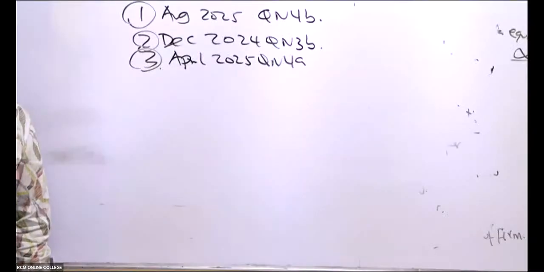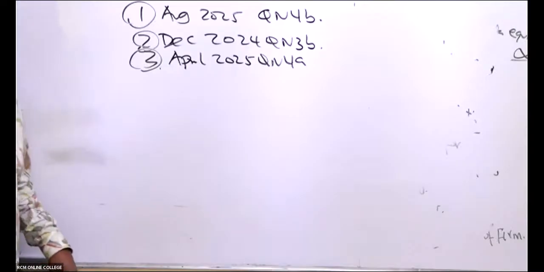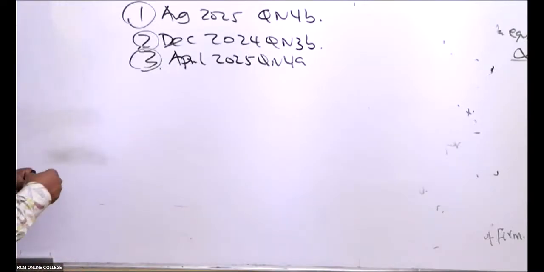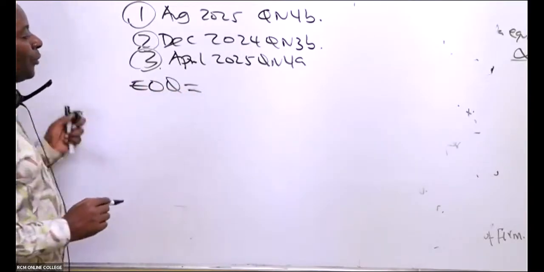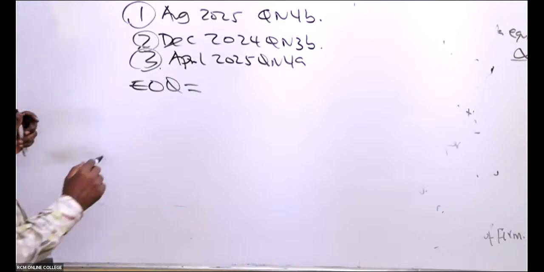So the very first thing you need to do in this question is to calculate for us the EOQ. Write it down even if you understand EOQ, which will be equal to who here, somebody?